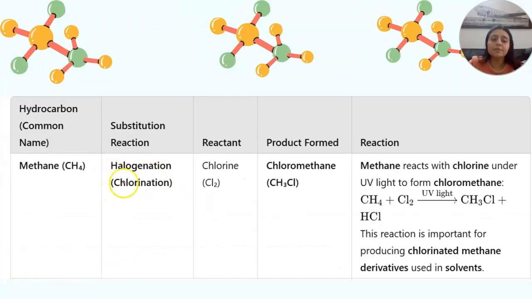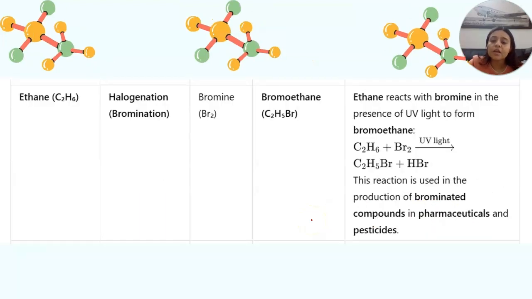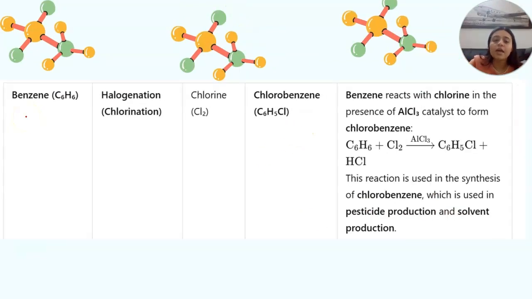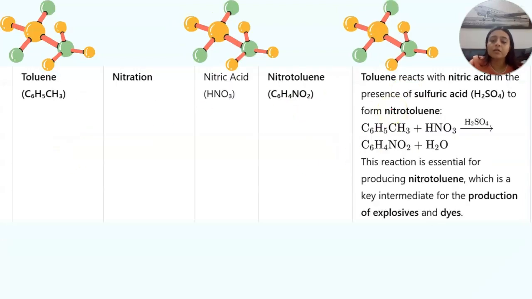Number one is methane halogenation. The chlorination has happened, addition of chlorine. You can see UV light acts like a catalyst. The things which are present above the arrows are catalysts, which can speed up the process. Then there is the halogenation of ethane, and then the halogenation of benzene, which is an aromatic compound or cyclic hydrocarbon. You can see there is addition of haloalkane.